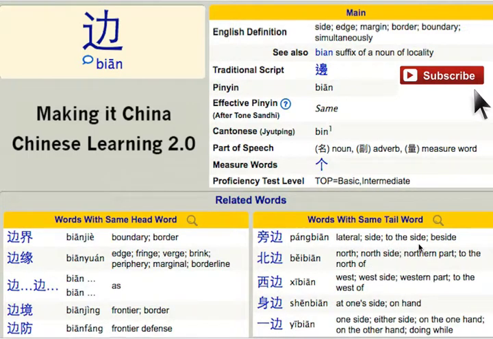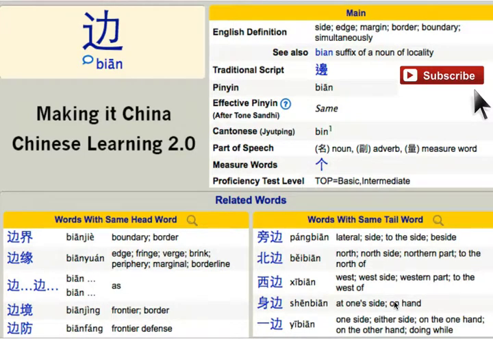Alright, so now let's look just at the English meaning of this section here. Lateral, side, to the side, beside, north, north side, northern part, to the north of, west, west side, western part, to the west of, at one side, on one hand, one side, either side, on the one hand, on the other hand, doing while. All right, so we have another type of meaning, another pattern here. We have more of a conceptual type of side, right? When it's not really a physical, literal side as when we speak about boundaries.